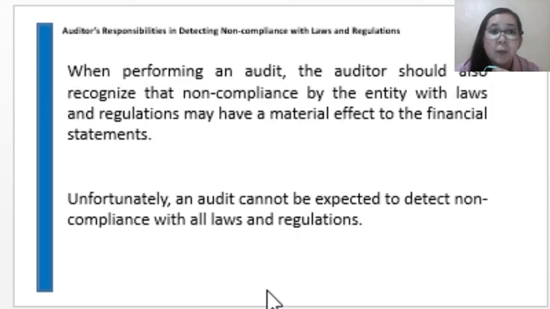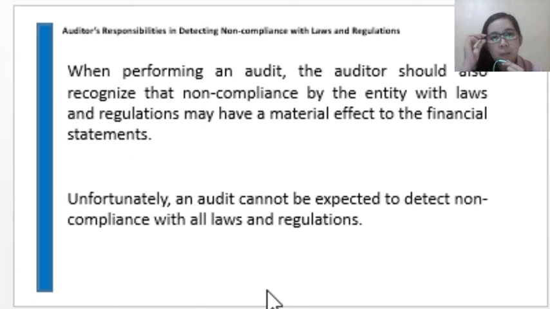So when performing an audit, the auditor should also recognize that there may be some non-compliance that the entity may have committed, which will result in material misstatement on their FS. So the auditor should also consider non-compliance because it may result in material misstatement in the FS, not only fraud or error. Actually, non-compliance can also be part of fraud or error. Okay, but in this case, this is specific because there are rules and regulations that they need to comply with.